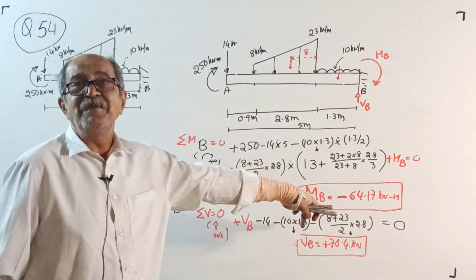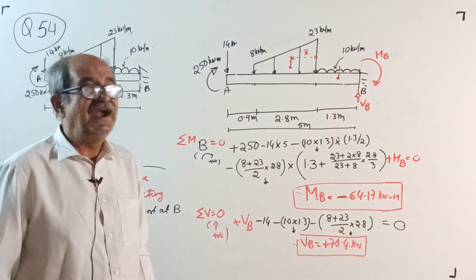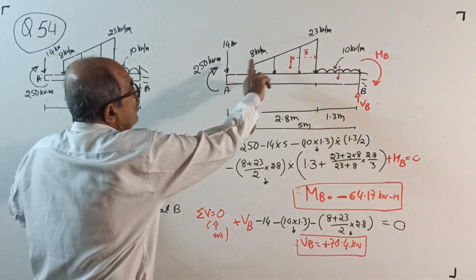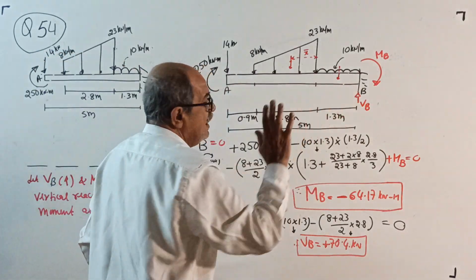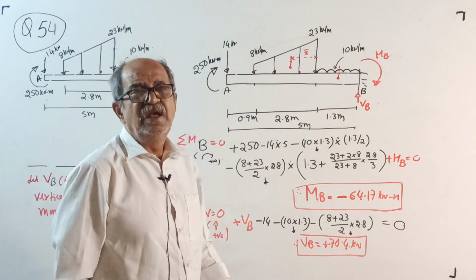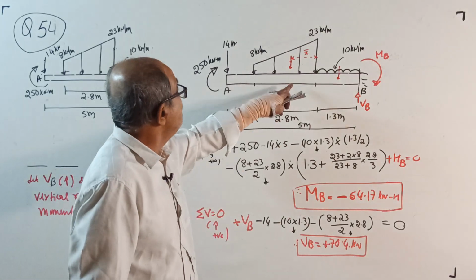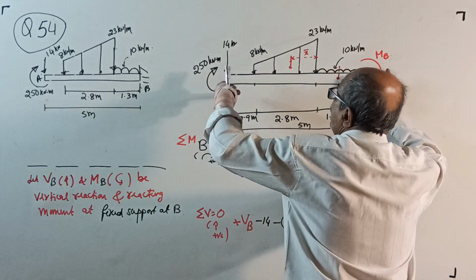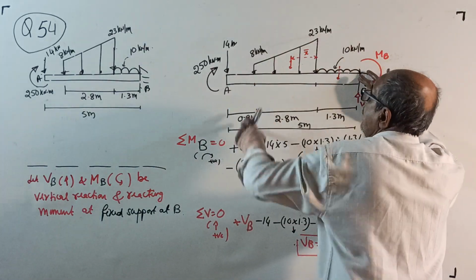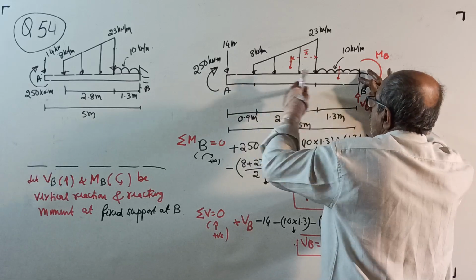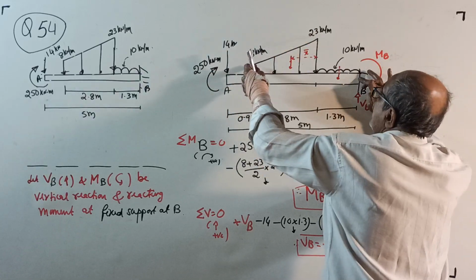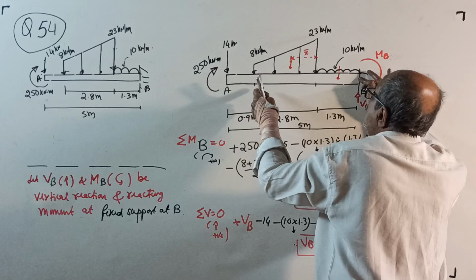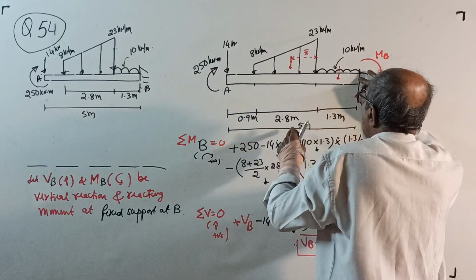See, negative came. I set the question for negative, but at present, you take clockwise. Okay, take moment about B. I don't have to explain much now. It is the same, I maintain the same pattern. Therefore, moment about B: plus 250 minus 14 into 5 minus (8 plus 23) divided by 2 into 2.8.